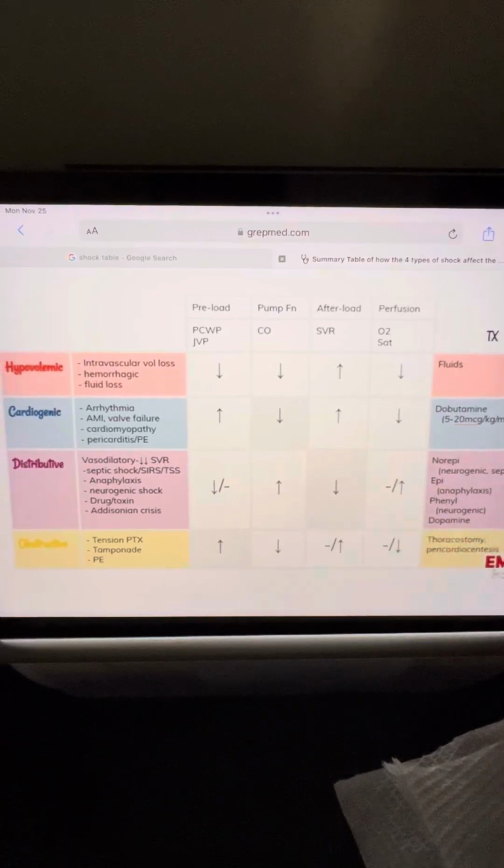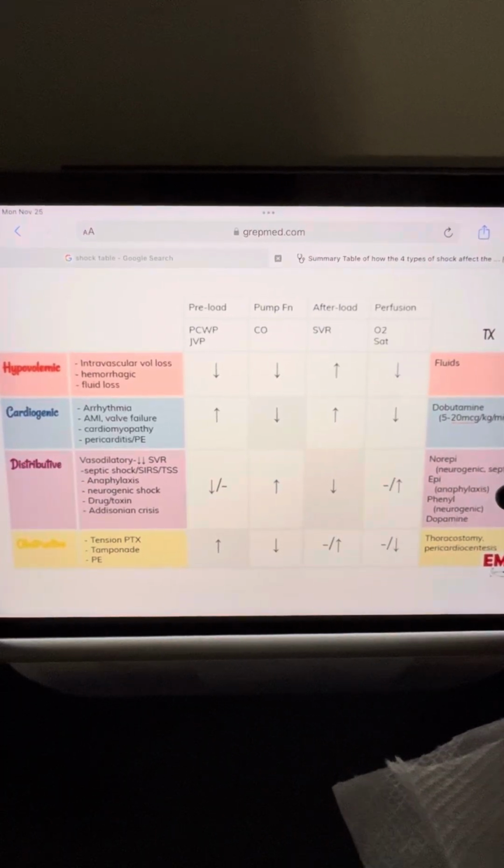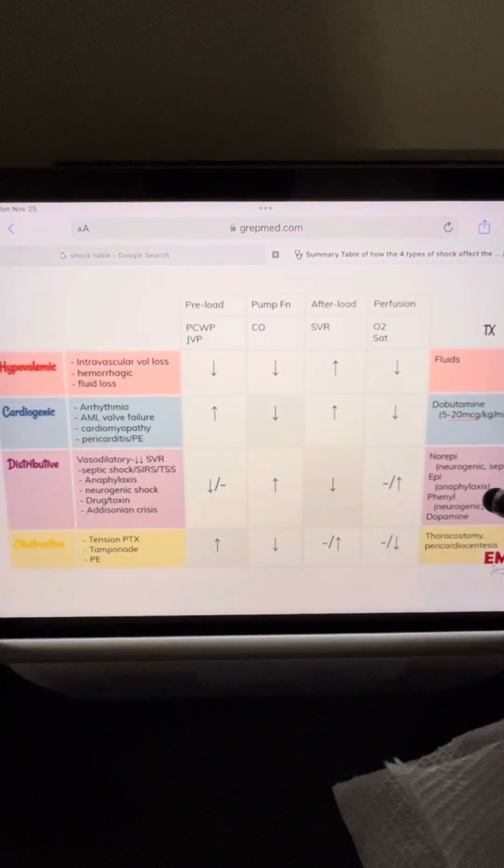Okay, now how do we treat it? We want to constrict the blood vessels. For anaphylaxis, we use epinephrine, again, to constrict the blood vessels. For neurogenic shock, maybe the person's had a spinal injury, we use phenylephrine. And again, that just constricts the blood vessels. And you can also use dopamine, because that also causes vasoconstriction.